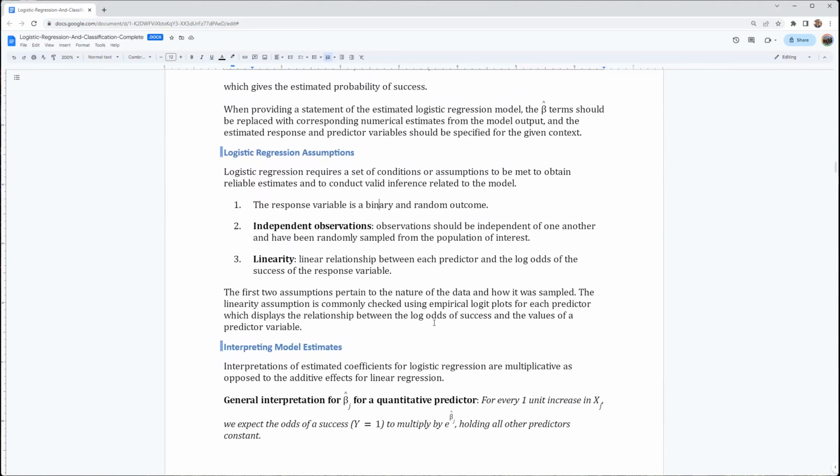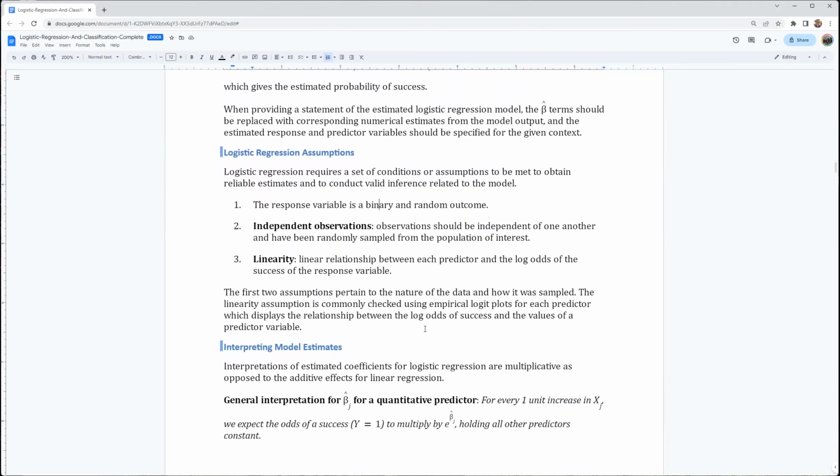So just like multiple linear regression, we have a set of assumptions that the model relies on here, although not as many. So we need that the response variable y is binary, so that it has two possible outcomes, and that it's a random outcome.